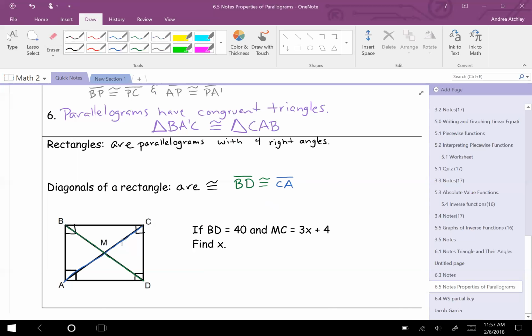What is the other thing I know about diagonals of all parallelograms? Can someone raise their hand and remind me? Just read what we just wrote. Yes, they bisect each other. So we also need to know that. The diagonals of these also bisect each other. That means that this is congruent to this, and this is congruent to this. In a rectangle's case, since the diagonals are congruent to each other, all the little pieces are congruent to each other. Does that make sense?